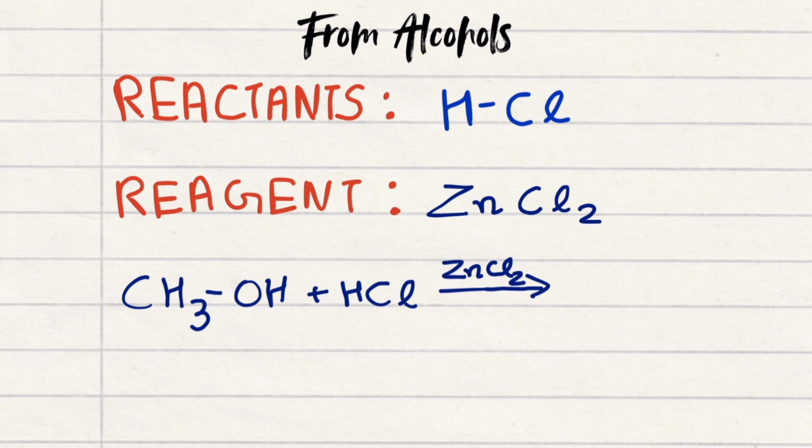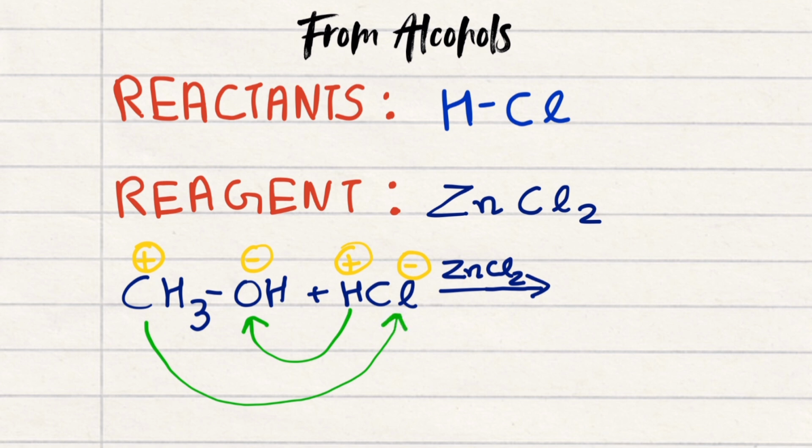Before doing that, I'll teach you an easy method to solve this equation. Let's put the charge for all these compounds. The carbon has a positive charge and the hydroxy group has a negative charge. Same for hydrogen and chloride. Hydrogen has a positive charge and chloride has a negative charge. During the reaction, the positive and negative parts are going to recombine. Therefore, the hydrogen from hydrogen chloride will go to the hydroxy group of the alcohol and vice versa. The carbon group will go to the negative chloride group of hydrogen chloride.